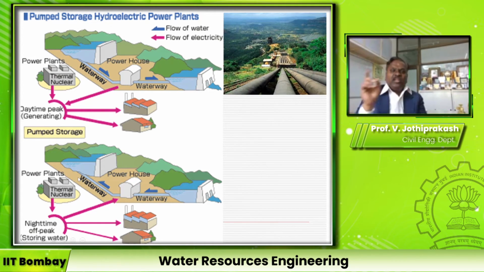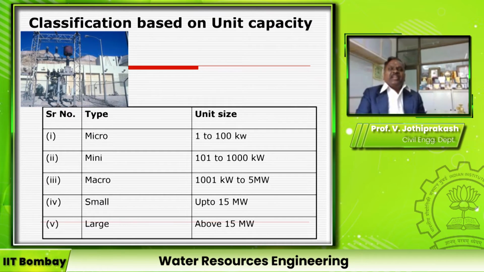That means the water is circulated in the same way, and such hydroelectric power plants are called pumped storage hydroelectric power plants. So these are all based on the hydraulic characteristics of the powerhouse.